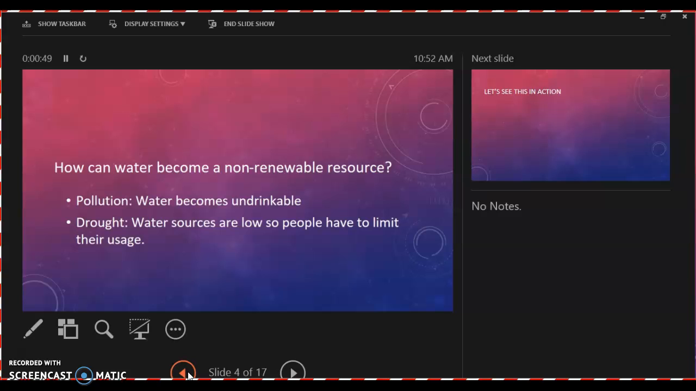If we have a drought, water sources are low, so people have to limit their usage. So yeah, it technically is still considered a renewable, but if we have a drought, we're limited to the amount of water that we can use. So at that point, it becomes a non-renewable.